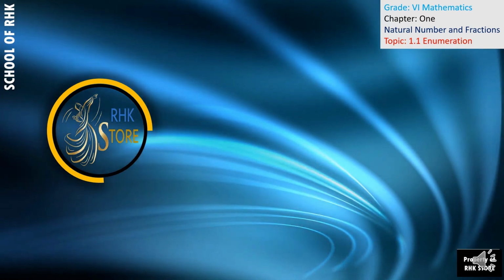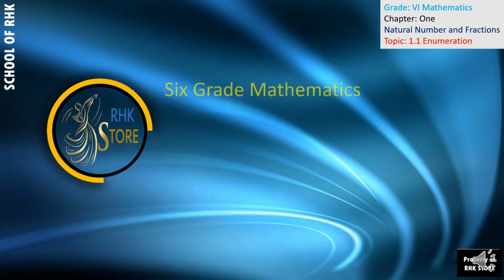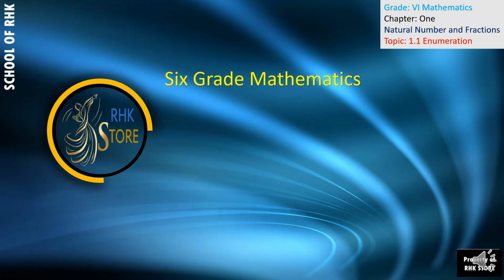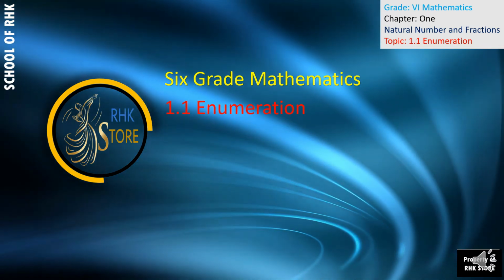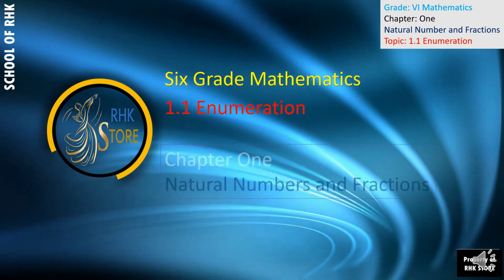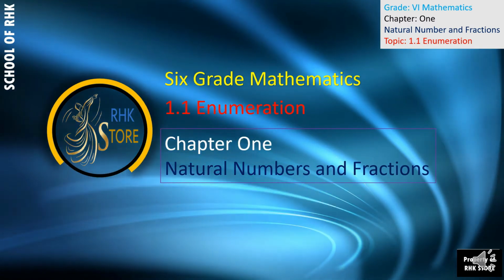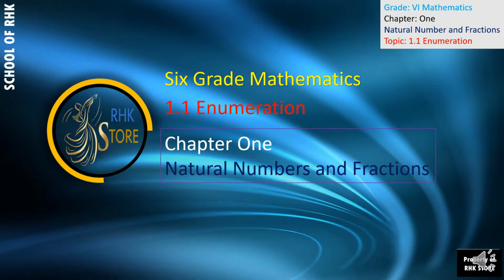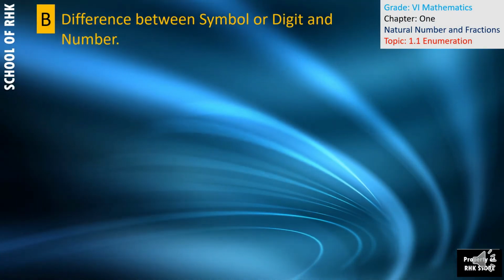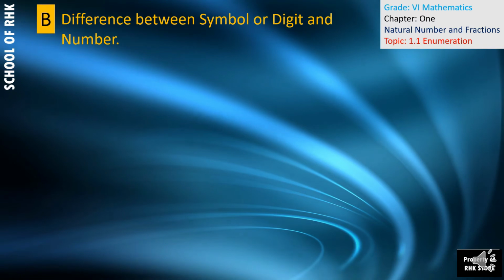Today we will be studying 6th grade mathematics. The topic is 1.1 enumeration under chapter 1, that is natural numbers and fractions. The difference between symbol or digit and number.